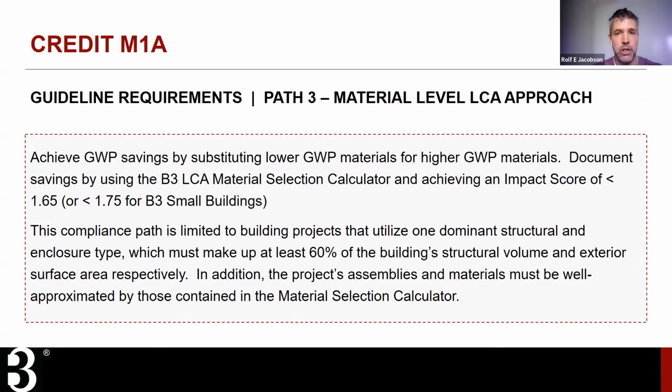One significant limitation of this approach is you have to have a building that utilizes one dominant structural and enclosure type. It says here that has to make up at least 60% of the building's structural volume and exterior surface area, respectively. If you've got a building that's maybe three different parts, and each one is using a different structural system or a different type of cladding, and no particular structure or cladding makes up more than 60%, then this is a path that you can't use.